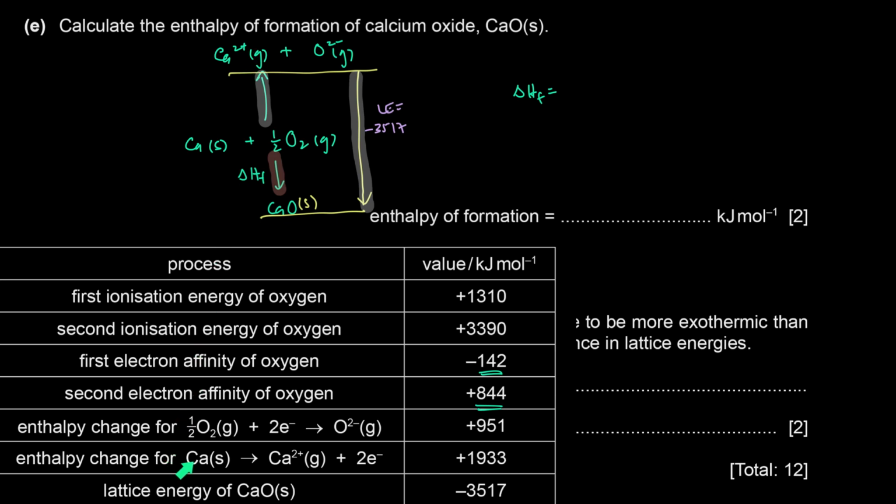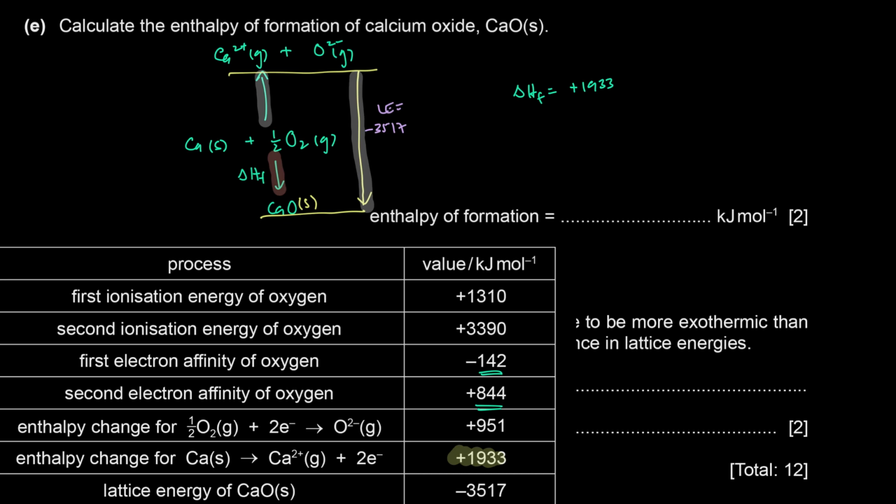Now they've given us the enthalpy change directly. They've said that to go directly from calcium atoms to calcium 2 plus gaseous ions, the energy change is positive 1933. They've given us this information directly. So this is the atomization of calcium plus the first ionization energy plus the second ionization energy. So that is positive 1933, right?